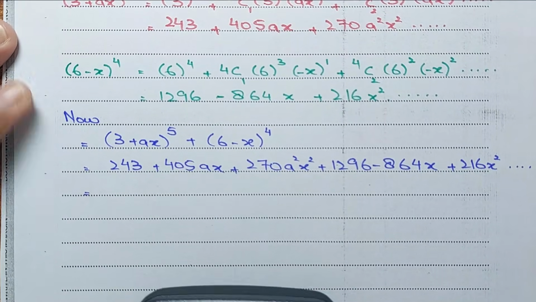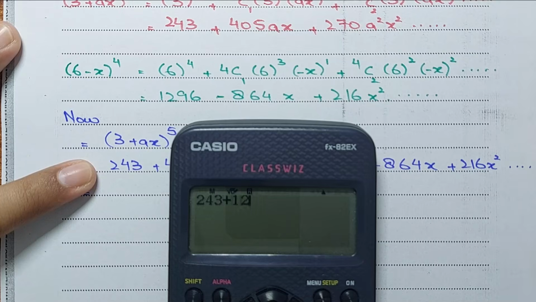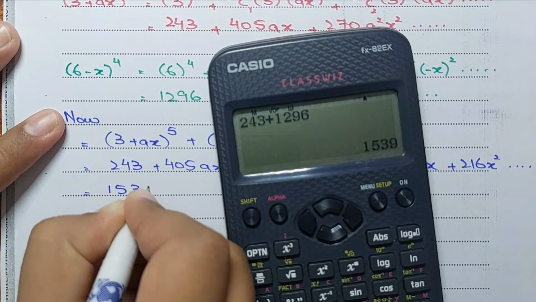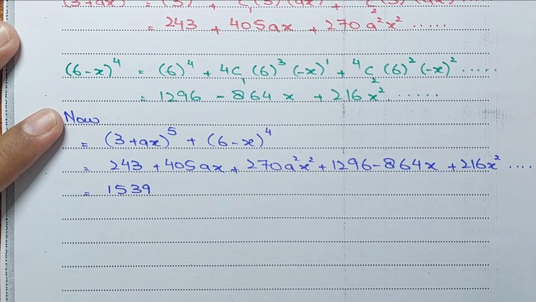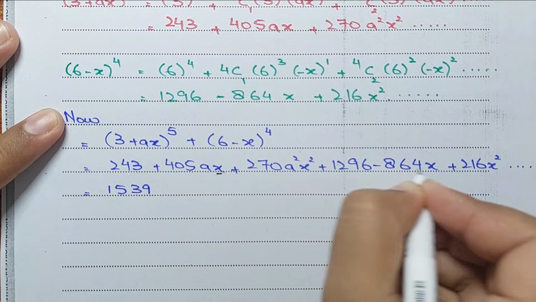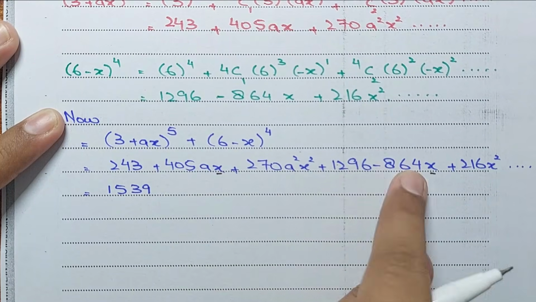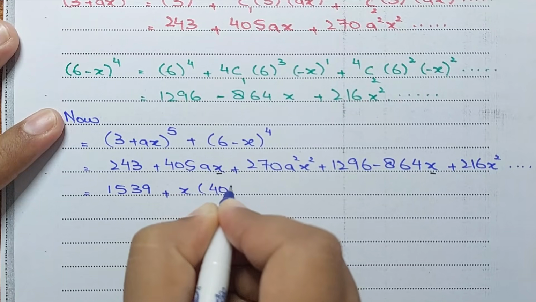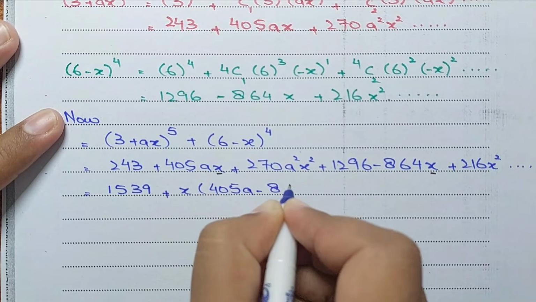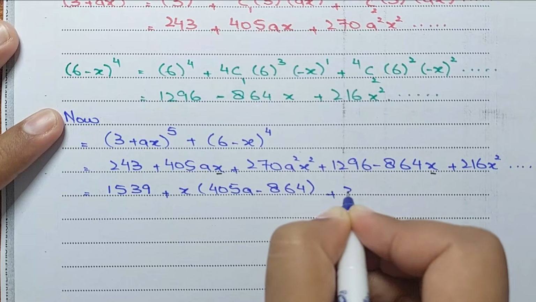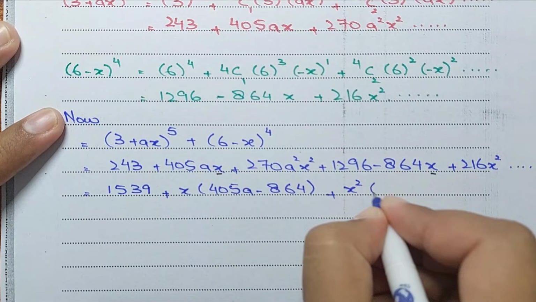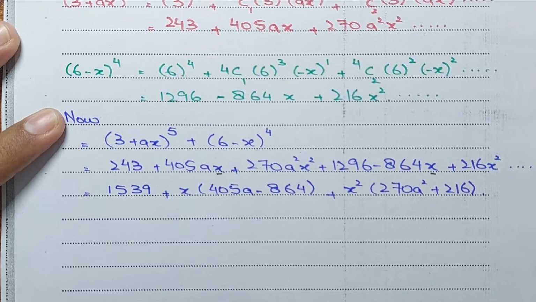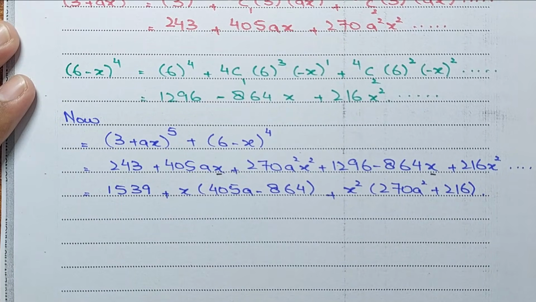So the constant term, 243 and 1296, yeah, 1539. The x terms we can simplify. This is the x term and this is the x term, right? These two are the x terms, plus the x coefficients are 405a minus 864 and the x square coefficients are 270a square and 216.